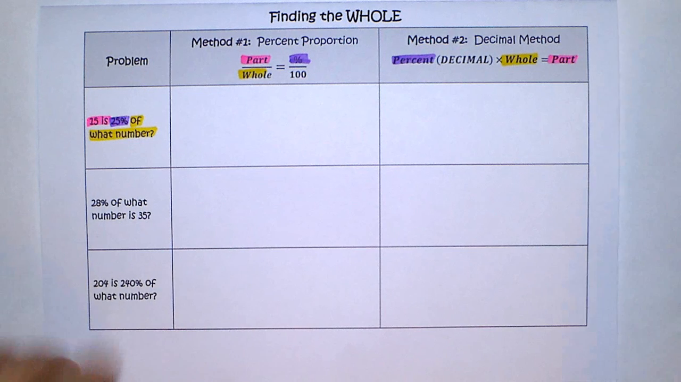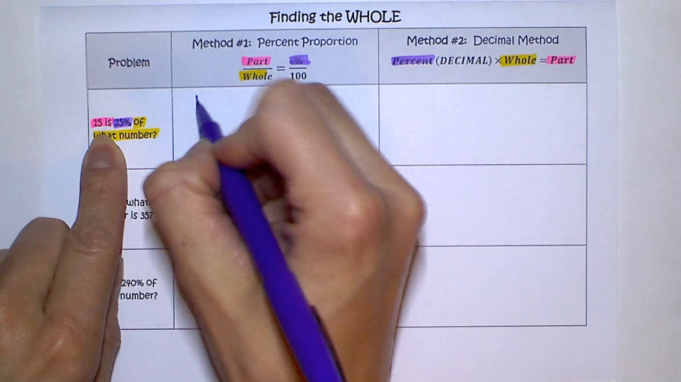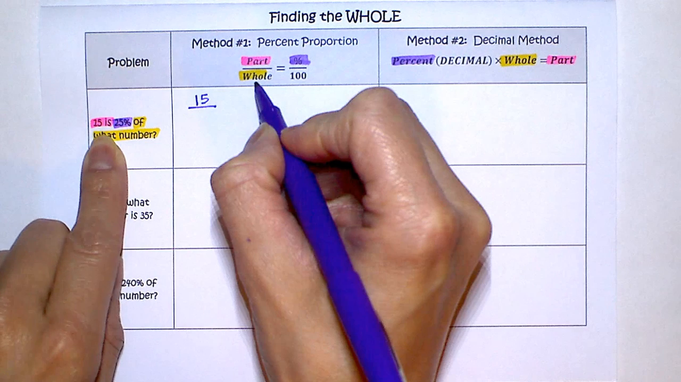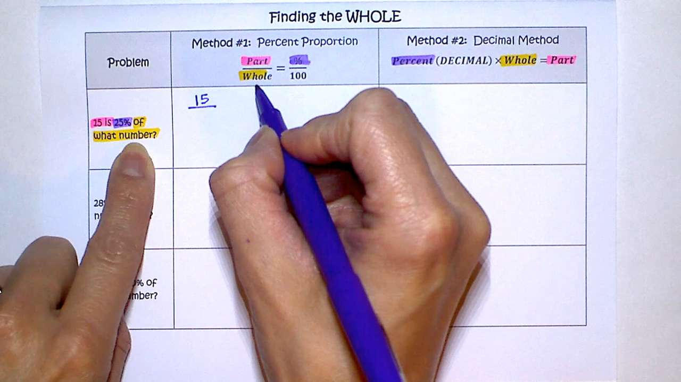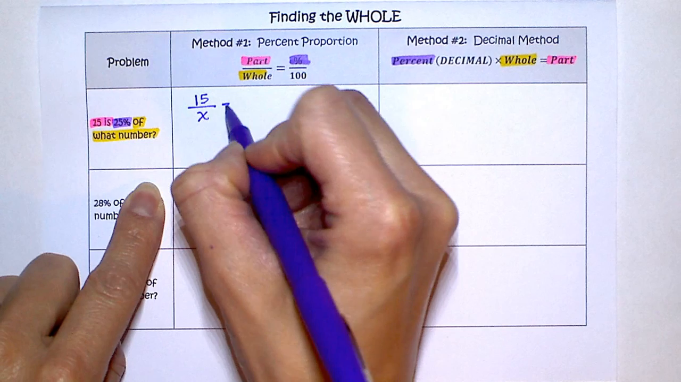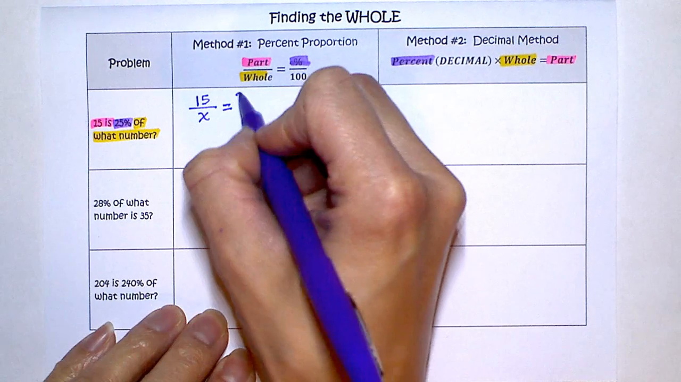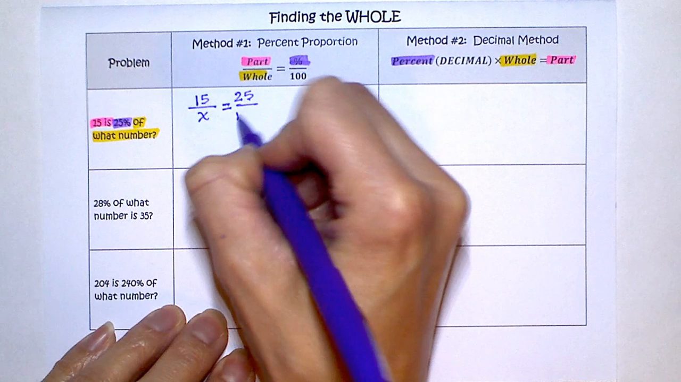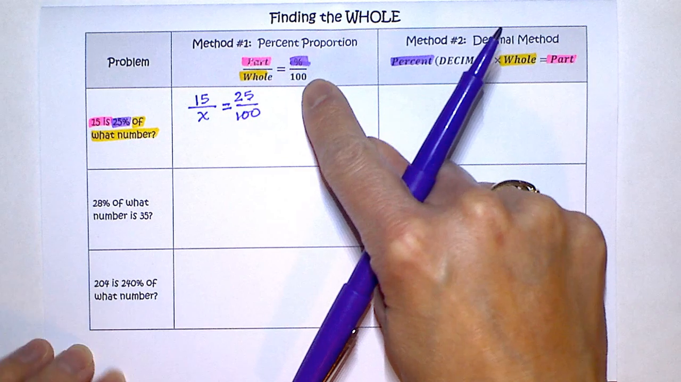So let's go ahead and set this up. So we have 15 over the whole. Now we don't know the whole, so that's the x, equals, our percent is 25. And don't forget, it's always over 100. This one is never going to change.